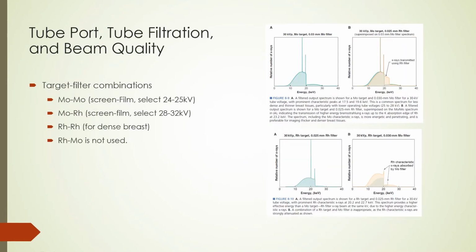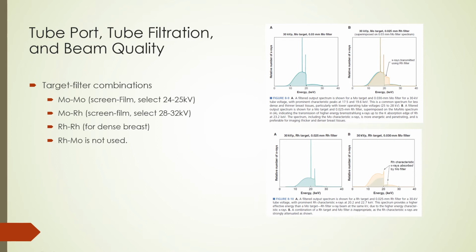When X-rays exit the tube port, the X-rays are filtered by materials placed at the output port. These materials are designed to selectively filter certain portions of the beam. Because of the desire to preserve characteristic components of X-rays, certain target filter combinations are used.